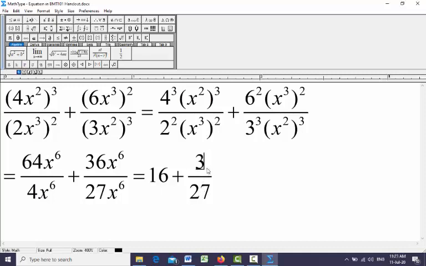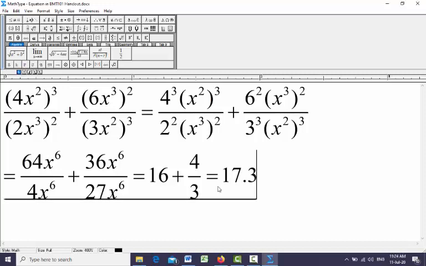So we can write it this way: 4 multiplied by 9 is 36, and in the denominator we have 3 multiplied by 9. These 9s will cancel each other, so we have 4 by 3 only. So the answer is 16 and 1.3333, that is 17.3333. So this is the answer.